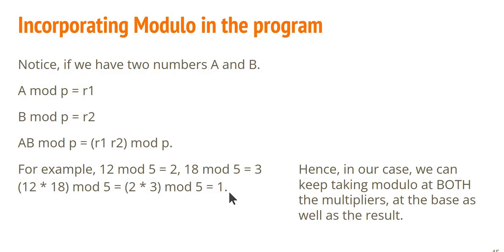Now how does this apply to our program? Remember, there are two places in which we are doing multiplication in our program: once for the result and also for the base. The base multiplication, base times base, keeps happening every iteration, whereas the result multiplication happens only when I get a 1 in the least significant bit of my exponent. Or you can also say, as I keep halving the exponent every time, whenever it becomes an odd number, I update the result. So all I need to do really is to make sure that in both those places I do a modulo on the multiplication. So we can see this with an example.